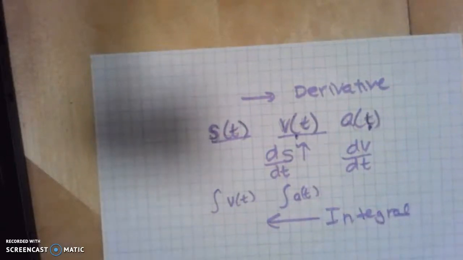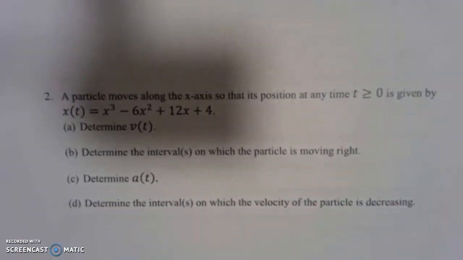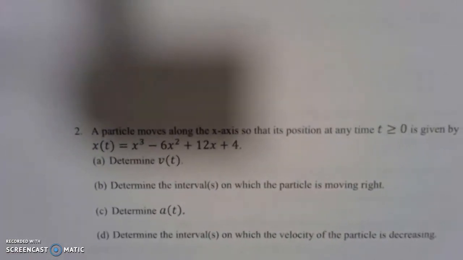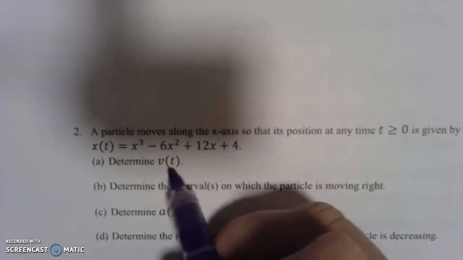Okay, let's look at a few examples that I have. I'll probably just keep using this pen. Okay, I'm going to start with example 2. It says a particle moves along the x-axis so that its position any time greater or equal to 0 is given by x to the third minus 6x squared plus 12x plus 4. Determine the v of t.